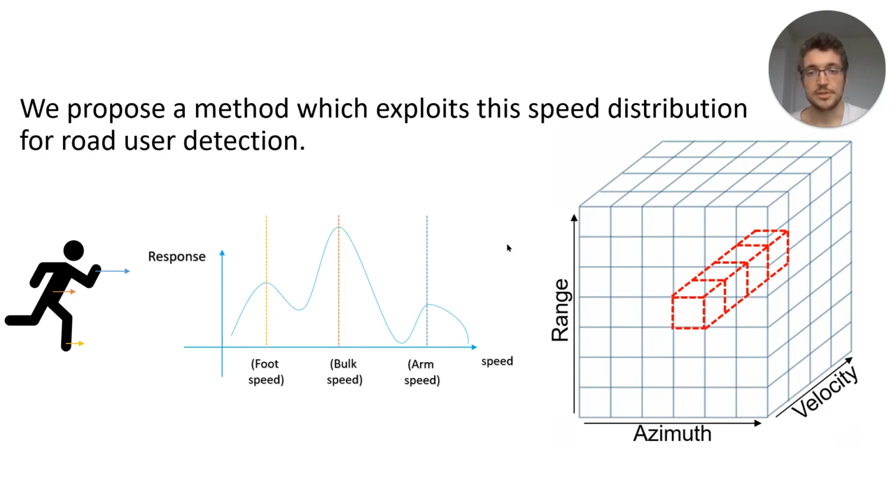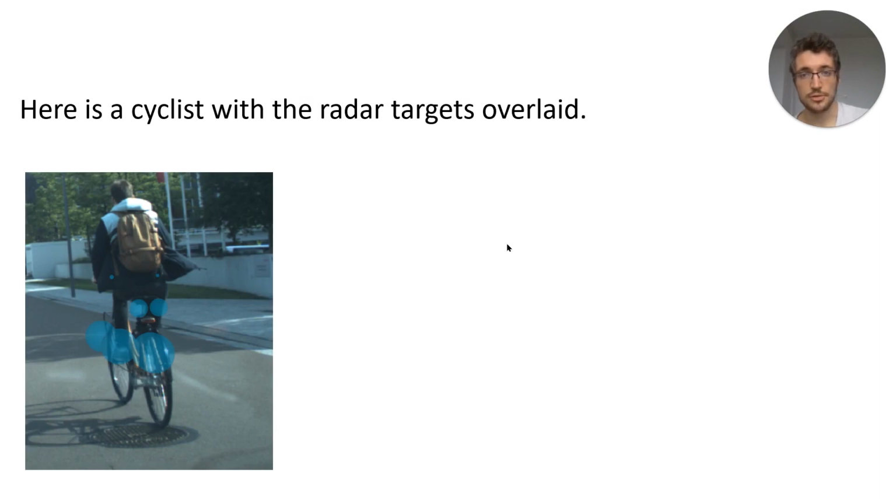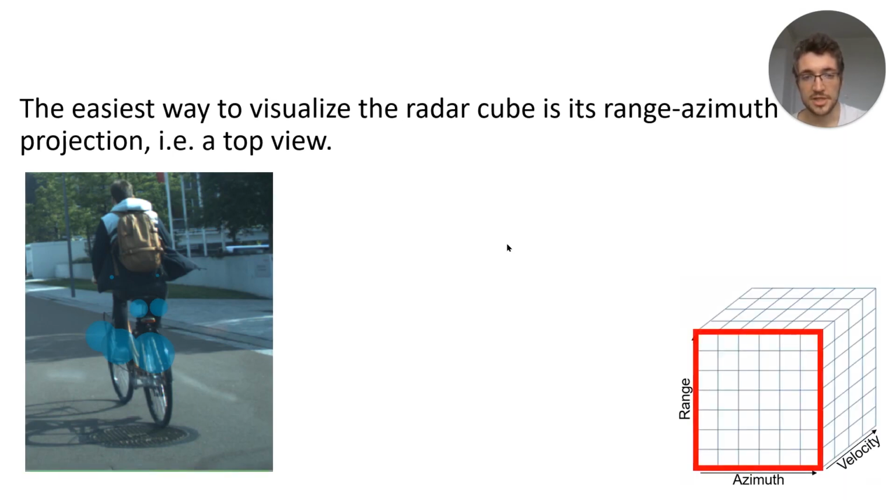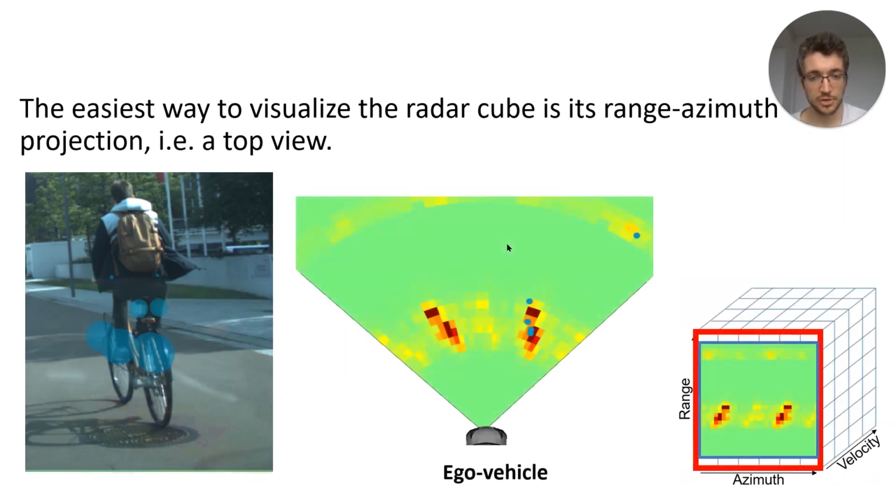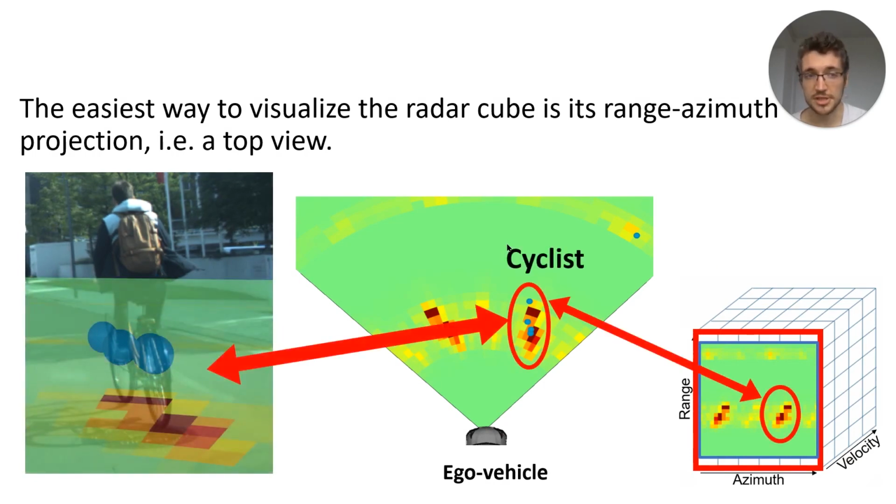We propose a method which exploits this speed distribution from the 3D radar cube for road user detection. Let me give you an example of how it works. Here's a bike with the radar reflections overlaid in the camera view. And here is the 2D projection of the radar cube of the same scene. So it's only range and azimuth now. The velocity axis is summed up. You can see how the radar targets are overlaid with the blob in the radar cube.